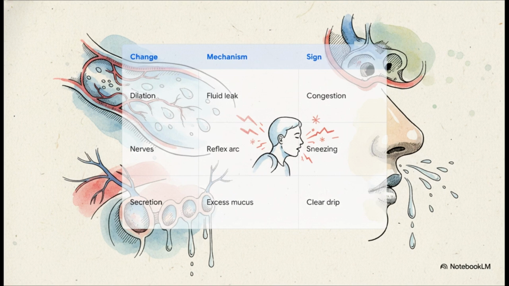These chemical mediators also stimulate the local nerves, triggering a reflex arc that makes the patient sneeze violently and itch endlessly. And finally, they force the nasal glands into overdrive, churning out excess mucus that shows up as a clear, watery discharge and a really irritating post-nasal drip.